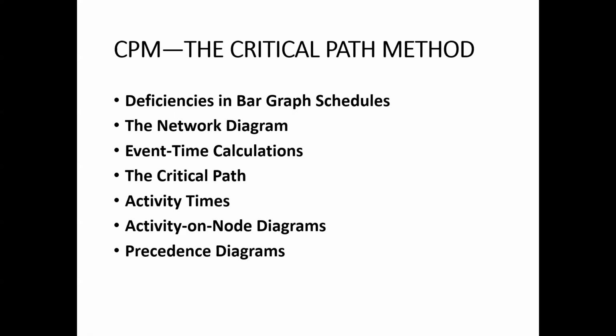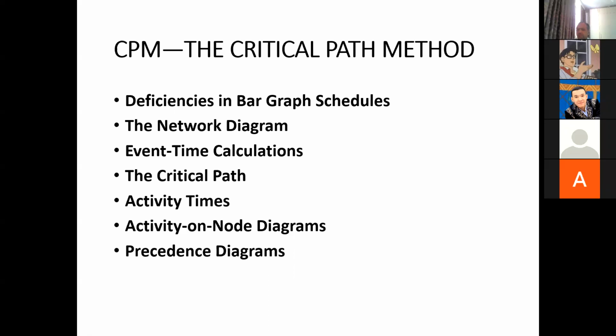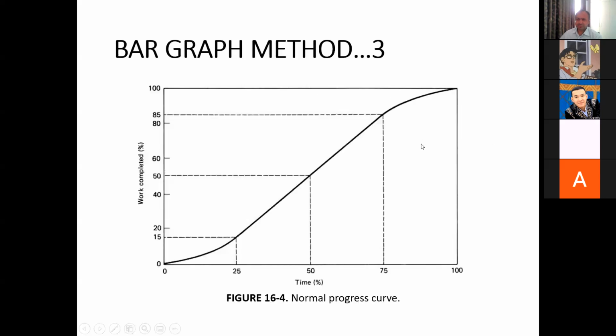Next, we are going to start the network method. I have a question. How do we indicate prerequisites on this bar chart? If one work should be done before another? I don't understand. What do you mean by the prerequisites? For instance, if one work must be done before another. Yes, okay. Now I understand what you mean.